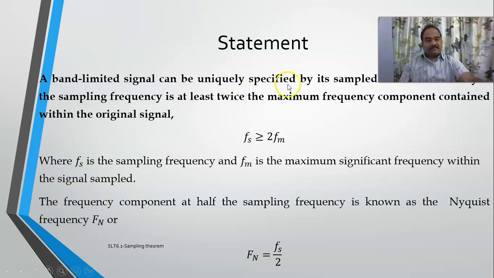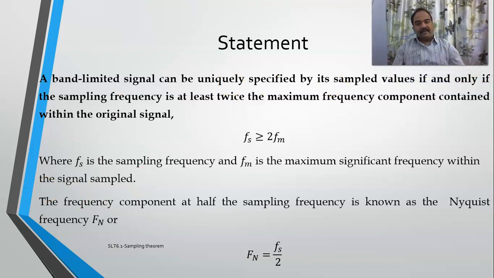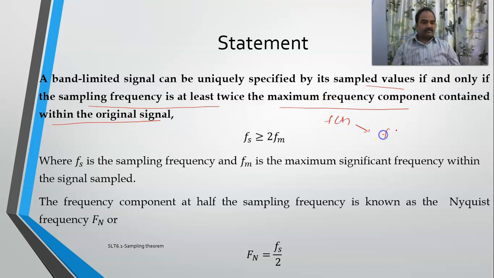The sampling theorem states that a band limited signal can be uniquely specified by its sampled values if and only if the sampling frequency is at least twice the maximum frequency component contained within the original signal. Now let us suppose you do have a signal f of t which is represented in terms of f of omega.